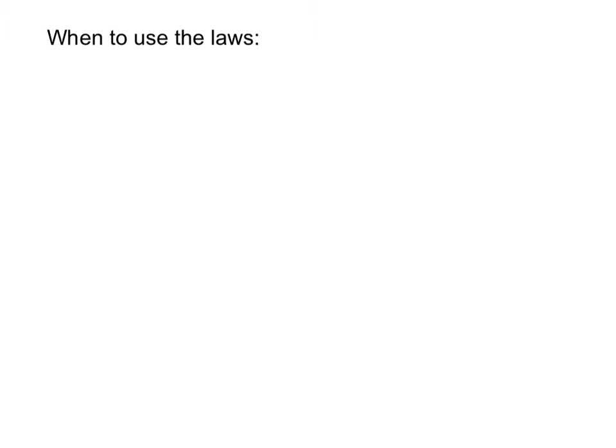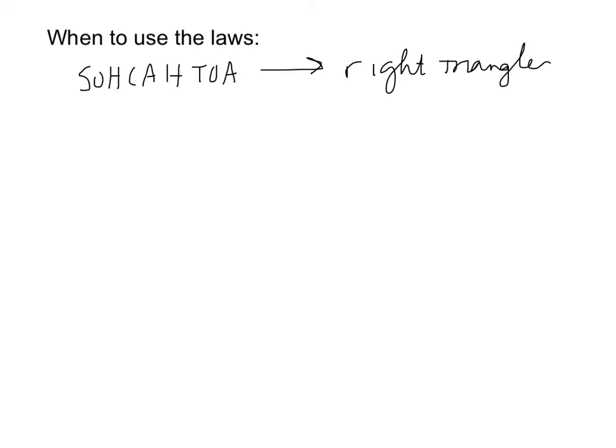Alright, in this video I want to talk about when we're going to use some of the different rules and laws that we've learned so far in trig. The first one I want to talk about is SOH CAH TOA. When you're writing SOH CAH TOA, remember that it's only going to apply to right triangles. Just right triangles. So SOH CAH TOA, sine, cosine, tangent ratios, right triangles only.